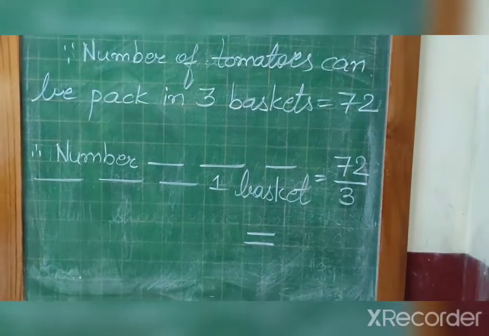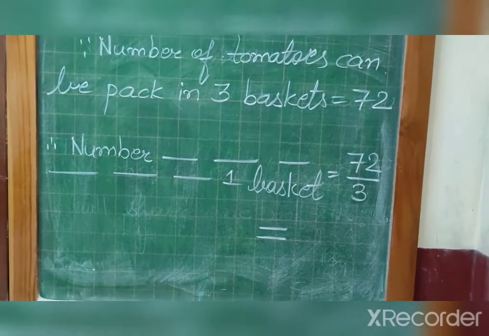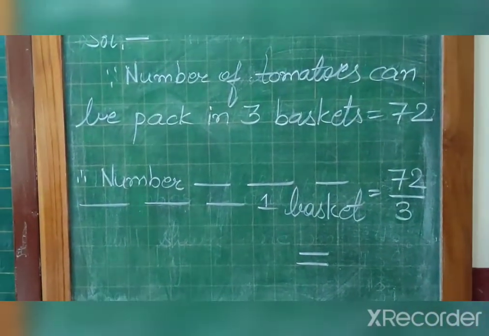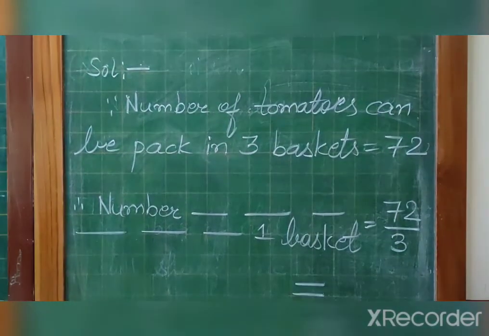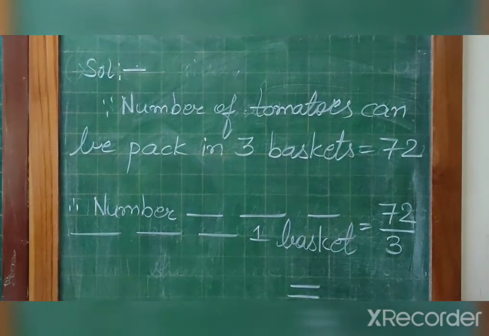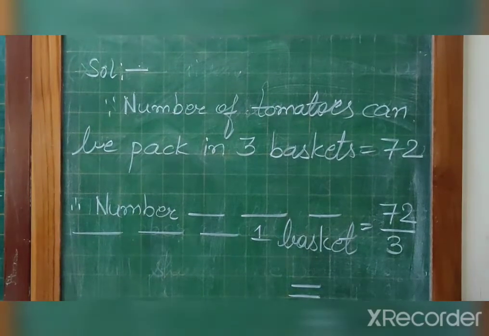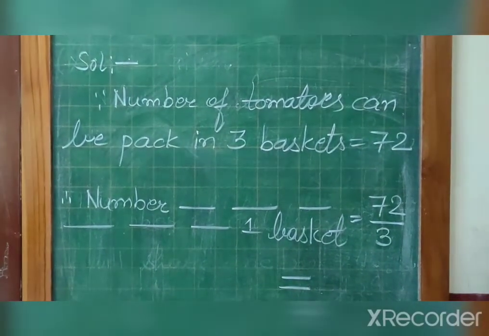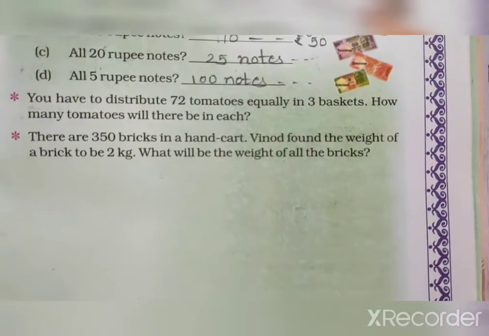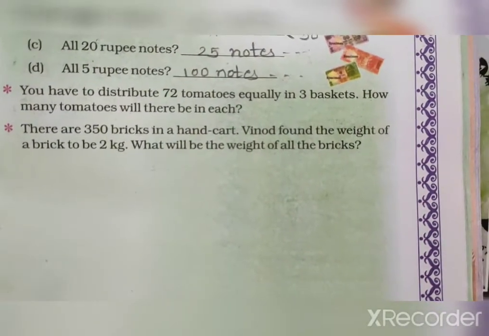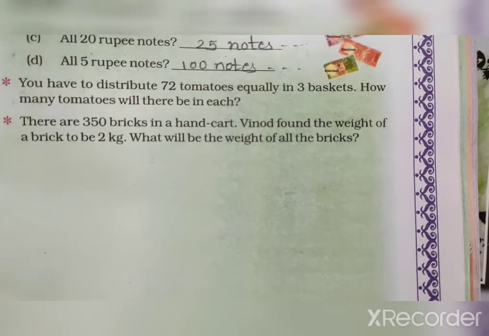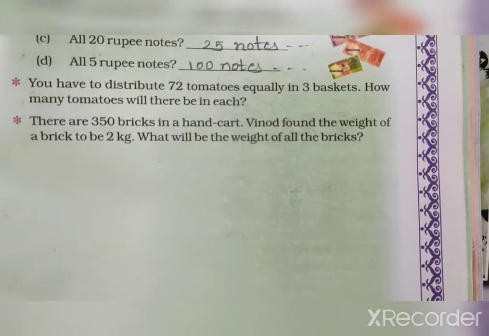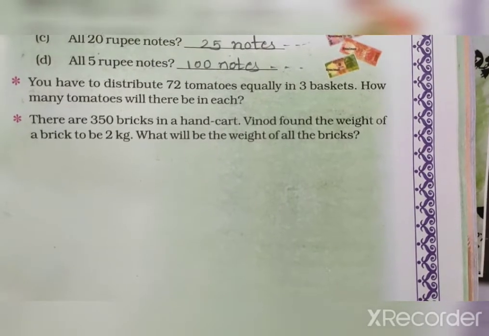Now division, you will do the method, you will show the division. In the answer statement form you will write, this number of tomatoes we can pack in 1 basket. Okay. Now next is, there are 350 bricks in a handcart. Vinod found the weight of one brick to be 2 kg. What will be the weight of all the bricks?